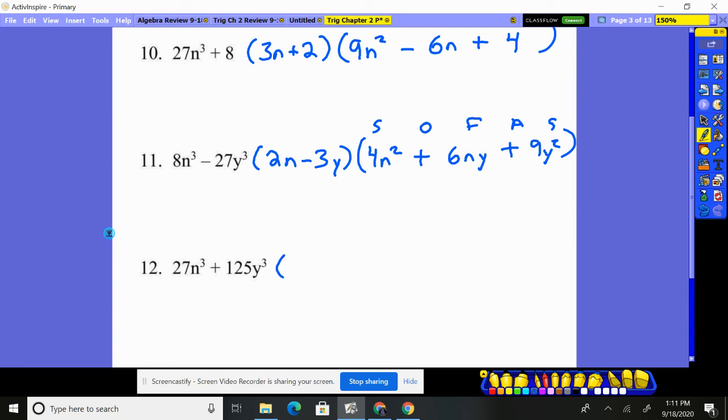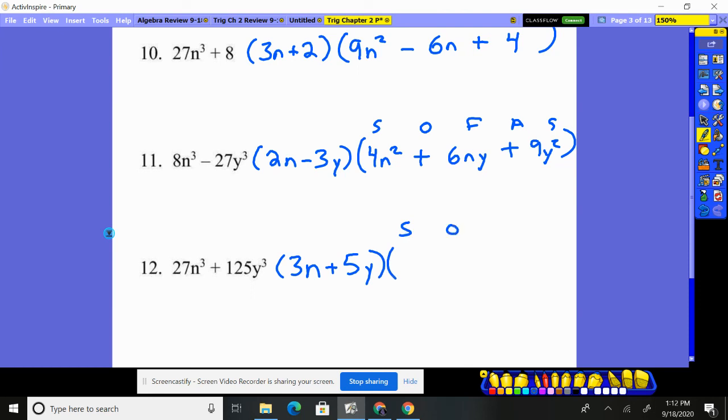Number 12. Well, the binomial will be the cube root of each. Boy, I loved 27 today, didn't I? 27 is a 3, and the n cubed is an n. 125, that's a 5, because 5 times 5 times 5 is 125. And you have a y.